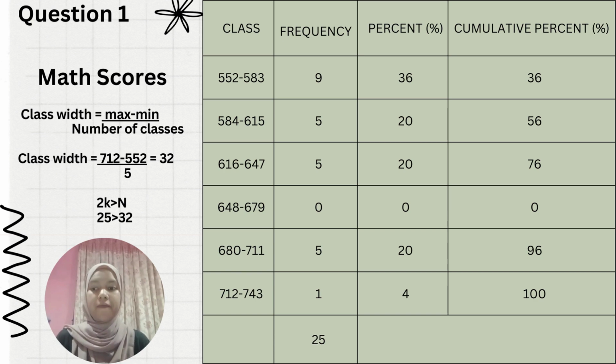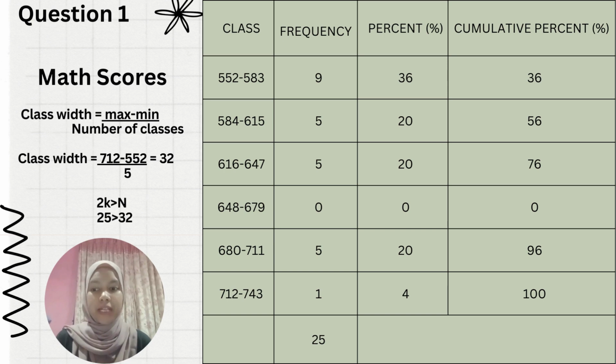First class is 552 till 583, and the frequency is 9 with percent 36 and cumulative percent 36. The frequency we got from how many students are in the class from 552 till 583. Then for the percent, we get it from 9 divided by 25, which is the students in the class divided by the total of the students. So we got the percent, which is 36. And cumulative percent is the sum of the class percent and the previous classes.